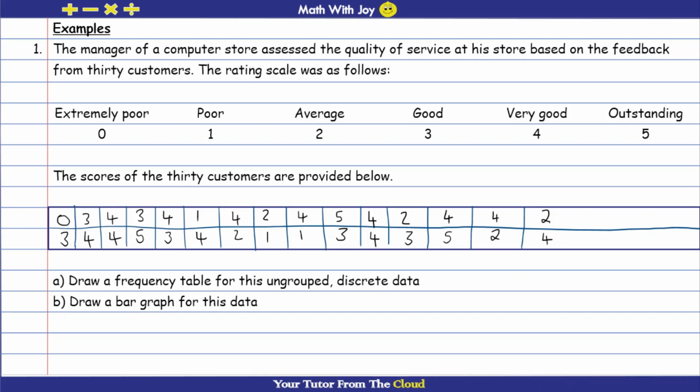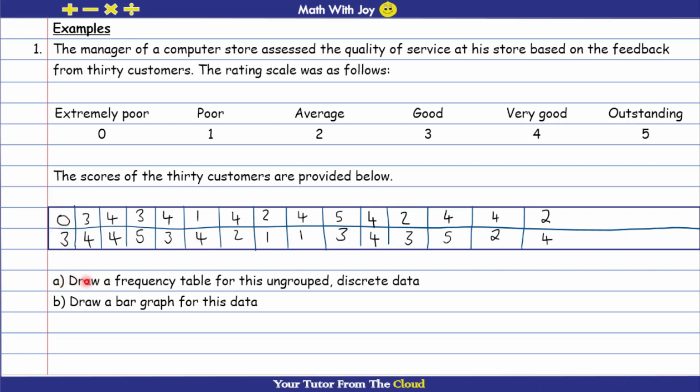So example number 1, they say the manager of a computer store assesses the quality of service at his store based on feedback from 30 customers. The rating scale was as follows. The customer would choose between 0 and 5, with 5 being outstanding and 0 being extremely poor. The scores of 30 customers are provided below. So all these values, we must have 30 of them, and those are the scores here.